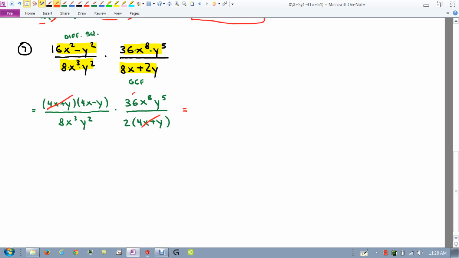I'm going to put this stuff right here out front. 36x to the 8th, y to the 5th, and we're supposed to multiply that times whatever's left there. So in parentheses, 4x minus y. All over, the only thing on the bottom, I have a 2 and an 8, which is a 16, and then I've got an x cubed, and then I've got a y squared.